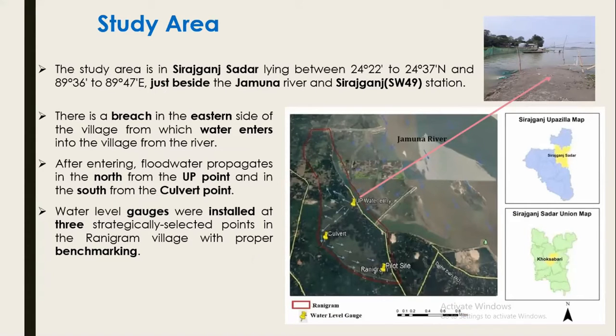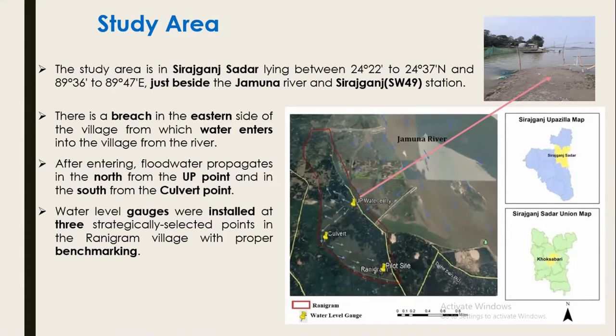Here is the study area. Ranigram is in Sirajganj Char, located just beside the Jamuna River and beside the Sirajganj SW49 station of Bangladesh Water Development Board. And then how the flood propagates in the Ranigram area. At first, the water from Jamuna comes to the eastern area of the village by overtopping, and from the Char area.